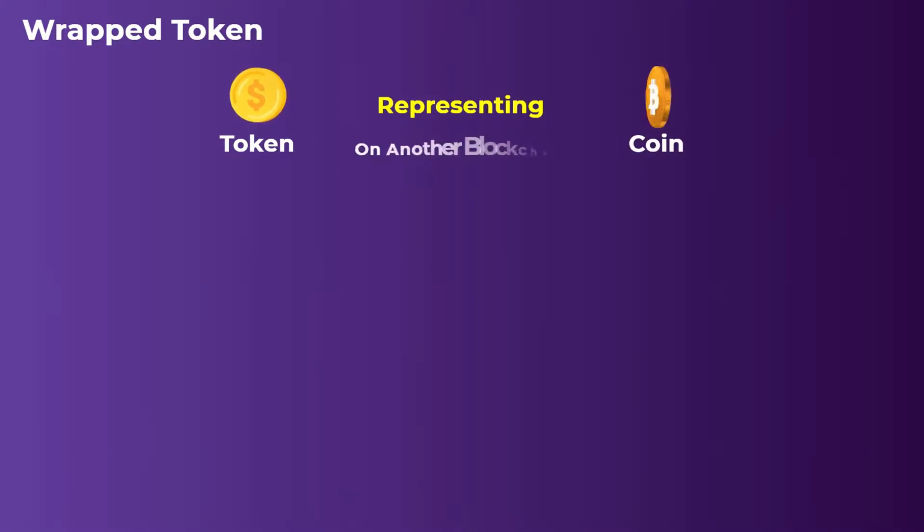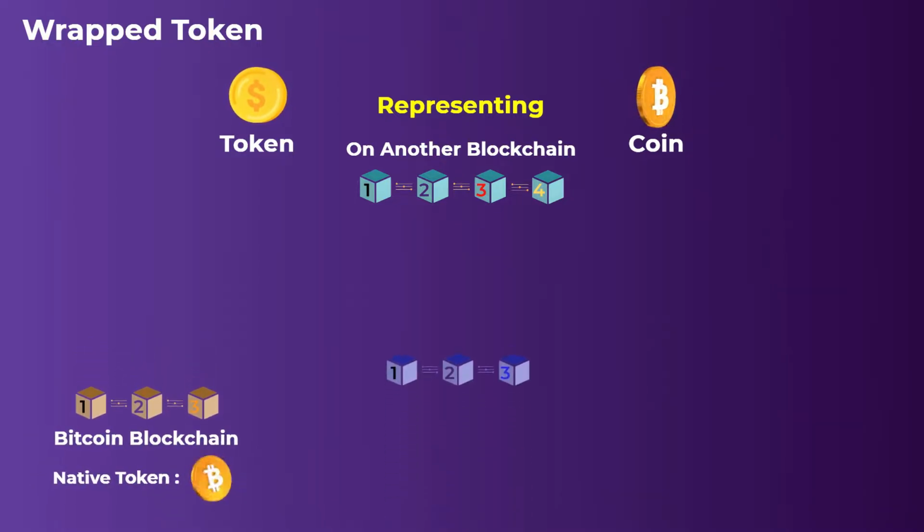So, what is a wrapped token? A wrapped token is a token that represents a coin on another blockchain. We know that these words may be confusing to some people, so let's break them down.